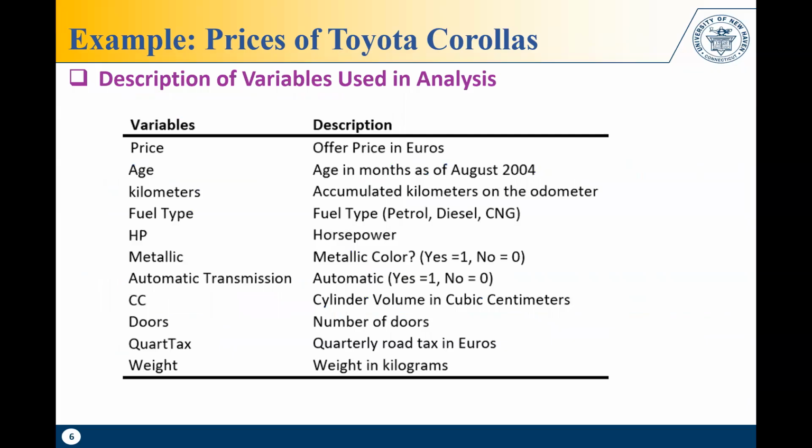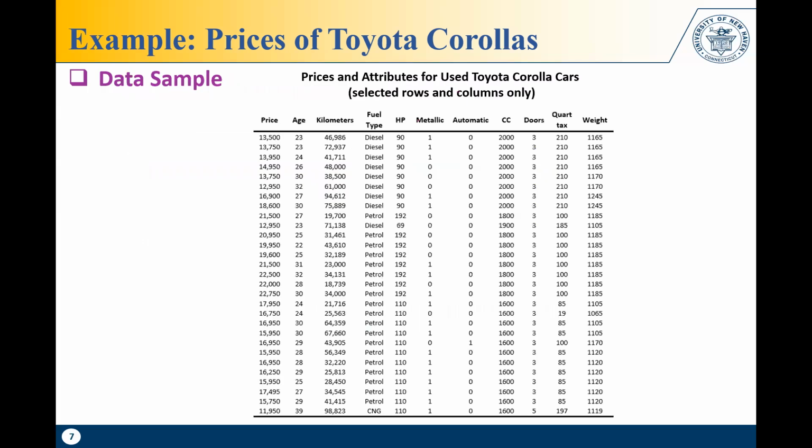Here is the description of the variables used in the analysis, including the outcomes and all the other variables that are selected. And here is the sample of data set, which has the prices and the selected attributes used for the Toyota example. Price as an outcome, and the rest would be only the selected attributes used for the Toyota.